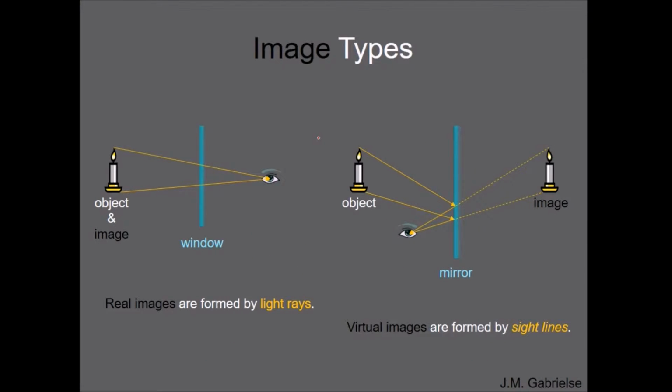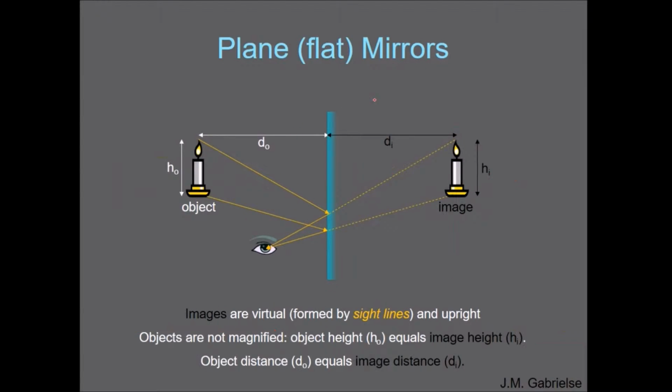So these are the image types. Real images are formed by light rays, and virtual images are formed by sight lines. Again, these are the dotted lines, and these are plane or flat mirrors. So images are virtual, that is formed by sight lines, and upright. Images are not magnified, meaning object height Ho is always equal to image height Hi, and object distance Do equals the image distance Di.